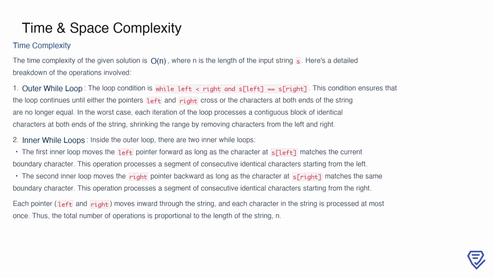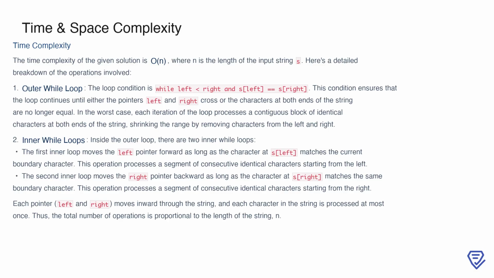The time complexity of this solution is O(n), where n represents the length of the input string. Let's break this down step by step. First, we have the outer while loop, which runs as long as the left pointer is less than the right pointer and the characters at both ends of the string are equal. This ensures we process the string only as long as there are matching characters at the boundaries.